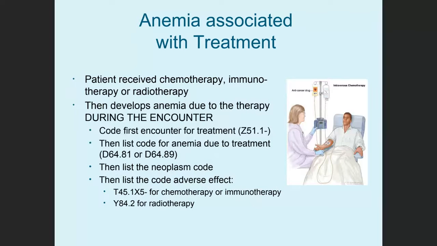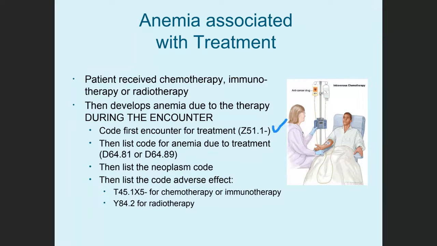What if the patient is seen for chemotherapy, immunotherapy, or radiotherapy and develops anemia during that same visit? So this is a little bit different. In this case, you're going to code first a Z51.1 code, encounter for treatment. That's listed first. So if it's chemotherapy, it's Z51.11. If it's immunotherapy, it's Z51.12. If it's radiation therapy, it's Z51.0. Okay, so that's listed first.